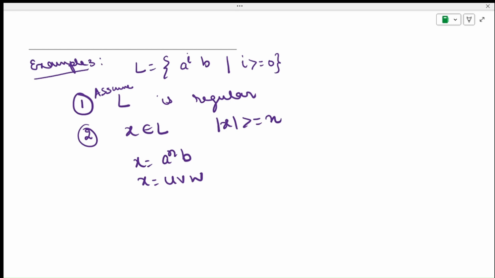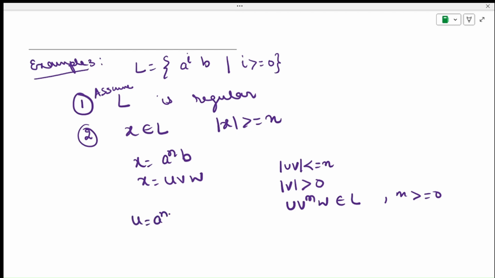We know the constraint: length of uv has to be less than or equal to n, length of v has to be greater than 0, and u v raised to the power m w should belong to L. So now for any m greater than or equal to 0, we can clearly see that we can divide this as a raised to the power n minus 1. Take v is equal to a and the remaining substring will be in w.